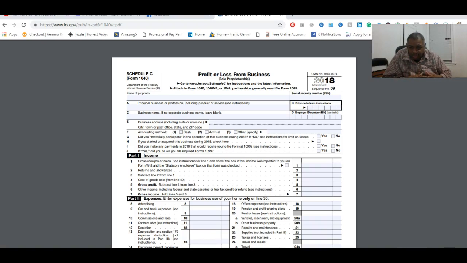Line G, did you materially participate in the operation of the business? That's important because for most self-employed and small business owners, we do participate in the success or failure of our business. So we check that as yes. You do have some rare occurrences where some people are owners in name only, where they don't participate in the success or failure of their business. They're just the owners of the business, and so the deductions and things of that nature are limited for them. So that's why we must understand the importance of whether we materially participated in the activity of the business.